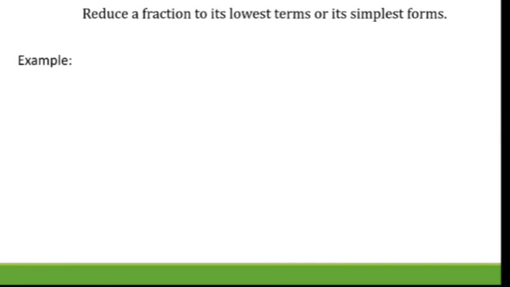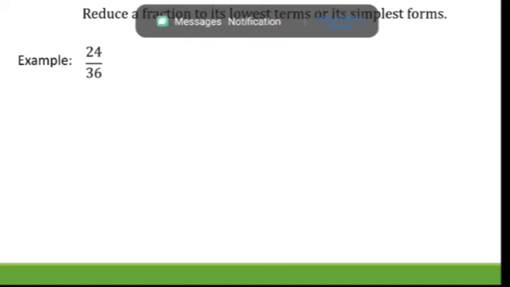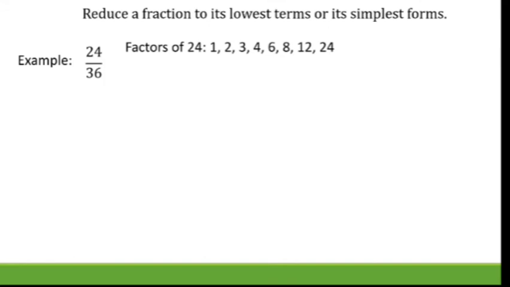Another example, we have 24 over 36. So, saan kaya natin i-divide yung numerator and denominator na yan para makuha natin yung simplest form niyan? Okay, so kunin muna natin yung factors ni 24. Factors ni 24, 1, 2, 3, 4, 6, 8, 12, 24. So, yan yung mga factors ni 24. Ang factors naman ni 36, 1, 2, 3, 4, 6, 9, 12, 18, 36.